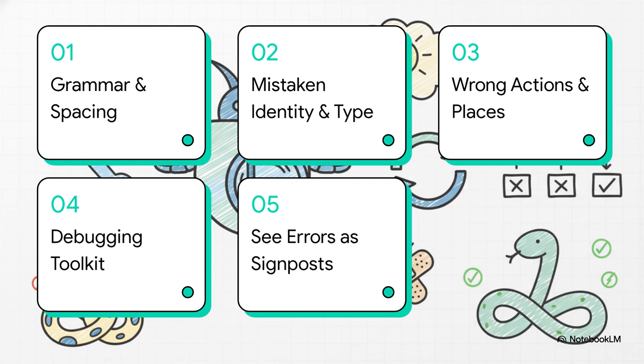Okay, so here's the game plan. We're going to start with the simple stuff, grammar and spacing mistakes, then we'll get into cases of mistaken identity and type. After that, we'll look at what happens when you try the right action but in the wrong place, and to wrap it all up, we'll give you an essential debugging toolkit and a whole new way to think about errors. Let's do this.